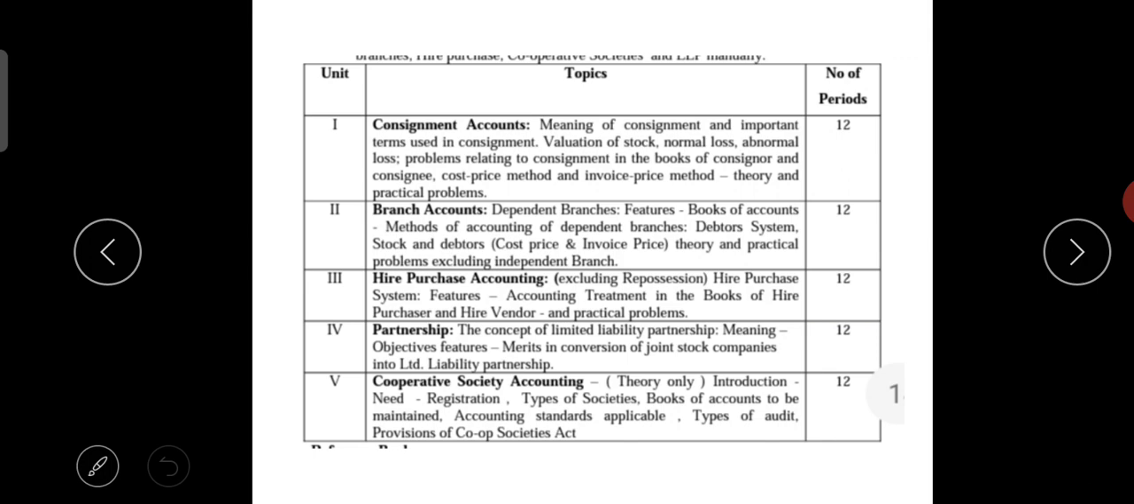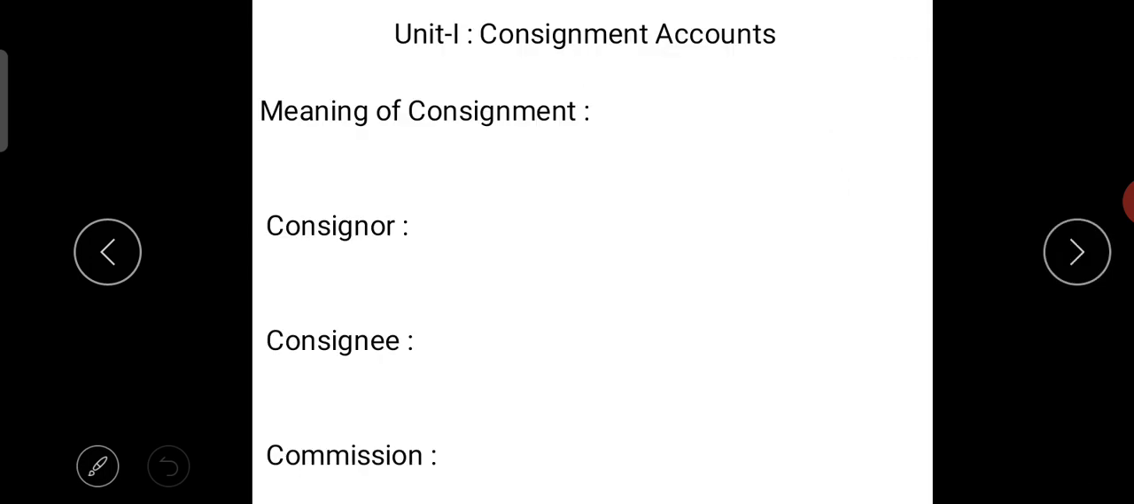So there are 5 units in this subject, and let us study the first unit, that is consignment accounts. First, we have to know the meaning of consignment. Consignment means one person sends the goods to other person to be sold on commission basis on behalf of and at the risk of the sender of the goods.